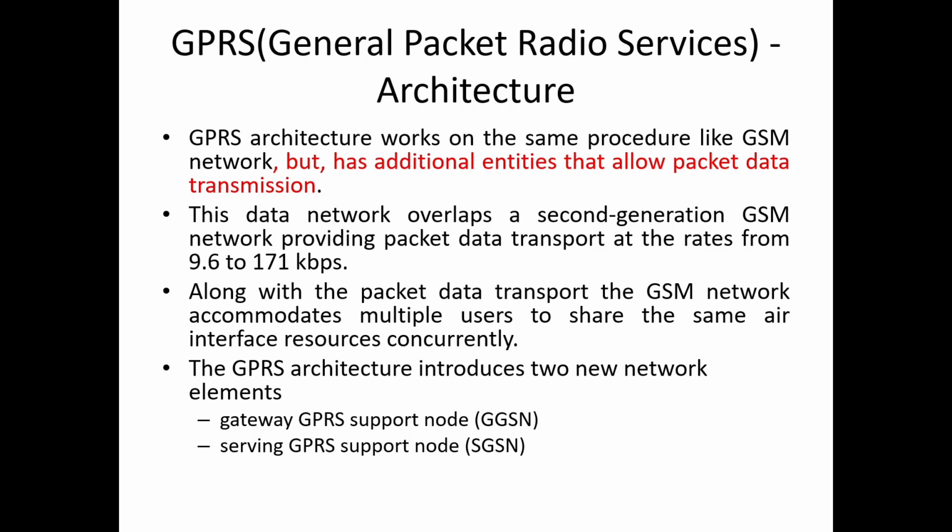Along with the packet data transport, the GSM network accommodates multiple users to share the same air interface resources concurrently. In GPRS architecture, it introduces two new network elements. The first one is Gateway GPRS Support Node, which is GGSN, and the next one is Serving GPRS Support Node, SGSN.